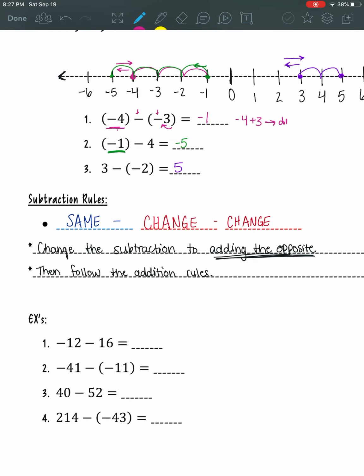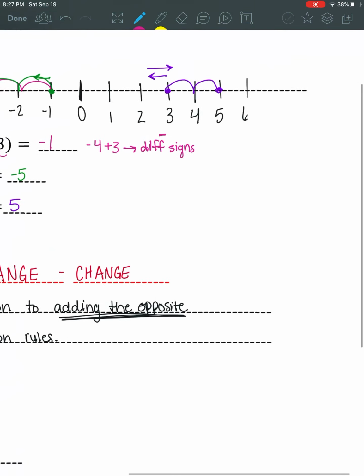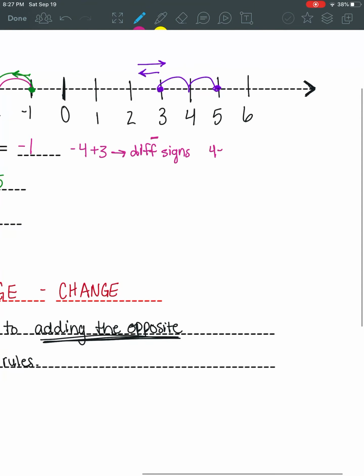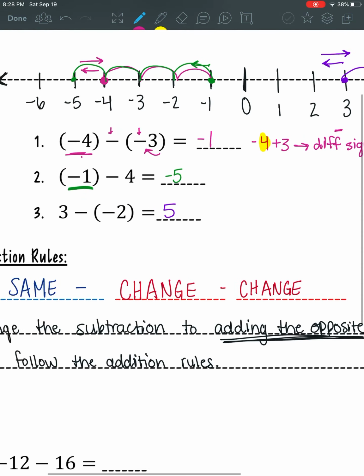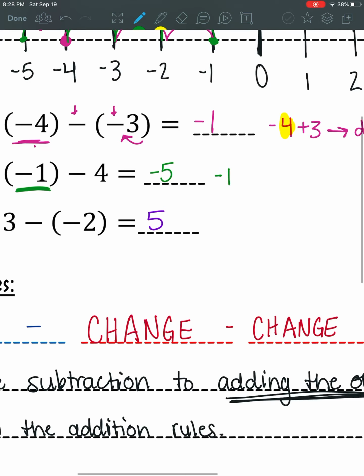Okay, so for example, that problem we were doing up there, -4 plus 3, well, now our signs are different. The first number's negative, the second number's positive. So different signs means we're going to subtract them. So 4 minus 3 equals 1. And then keep the sign of the bigger number. The bigger number is 4, so our answer would be -1. And go back, that's what we got in that example.